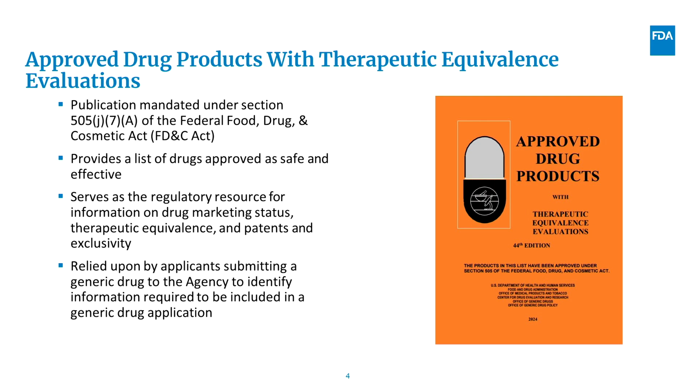Then in 1984, the Drug Price Competition and Patent Term Restoration Act was signed into law. This is also known as the Hatch-Waxman Amendments. These amendments mandated that FDA publish and make available a list of drugs that are approved as safe and effective, and the Orange Book satisfies this requirement.